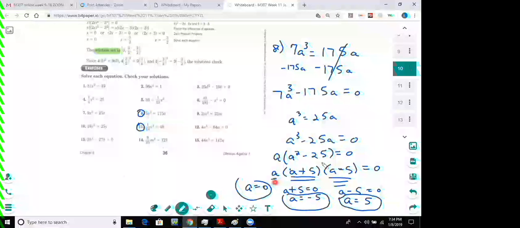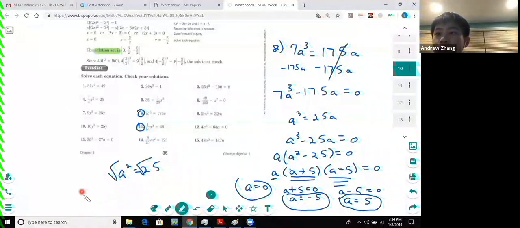And when you plug them back in to check, when A equals 0, 7 times 0 is 0, and 175 times 0 is 0, so 0 is 0. When you plug these in, they'll work as well. But what I wanted to show you, I think you got over here somewhere when you divided by A. I'm just going to write it over here. You had A squared equals 25. And then I believe you took the square root of both sides.